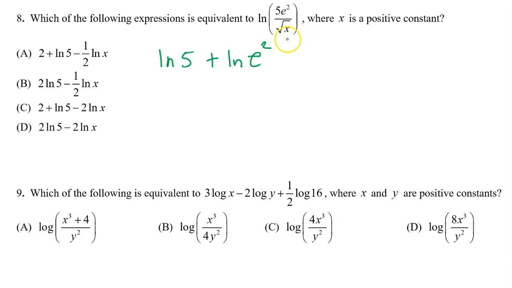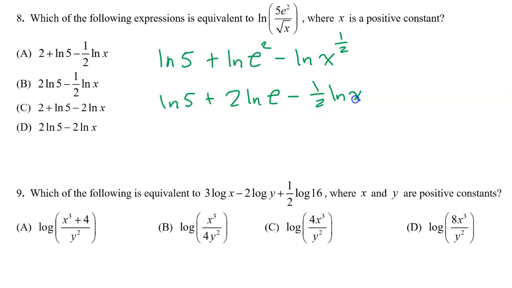The radical x is in the denominator, so I'm going to have negative natural log radical x for this term. Let's go ahead and write this as natural log x to the 1/2 power instead. All right, looking ahead, I don't see any square roots. And radical x is the same as x to the 1/2 power. This 2 can be put to the front, and so can this 1/2. So I will have natural log 5 plus 2 natural log e minus 1/2 natural log x.